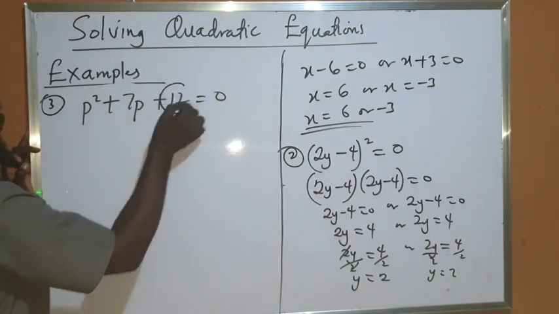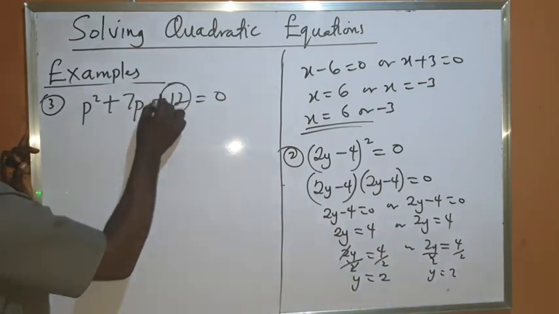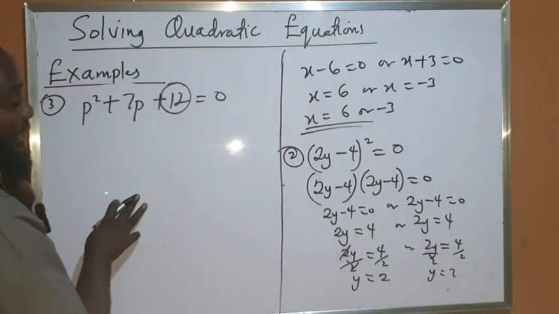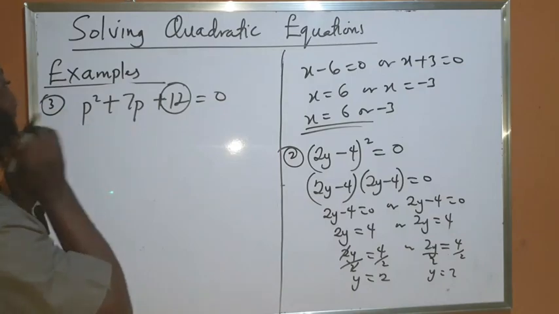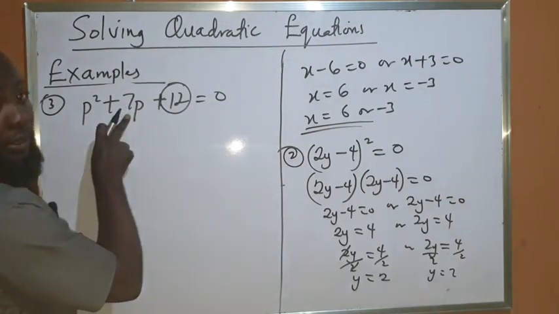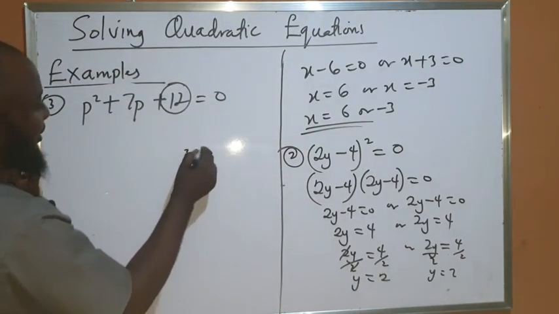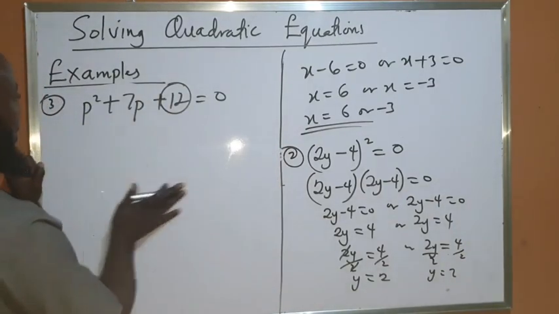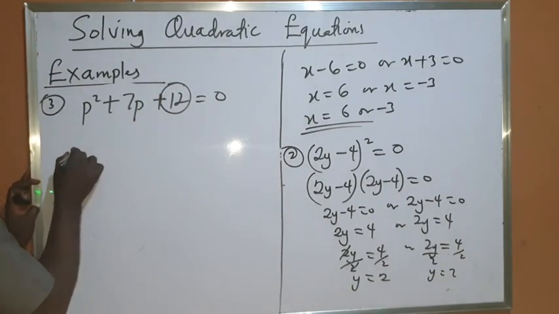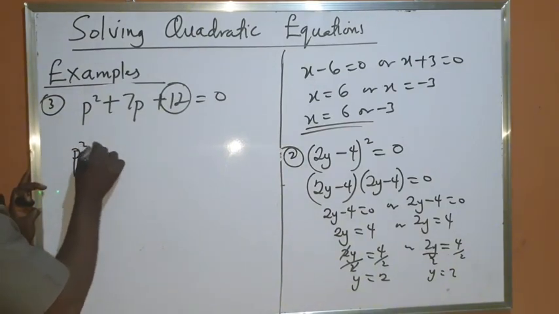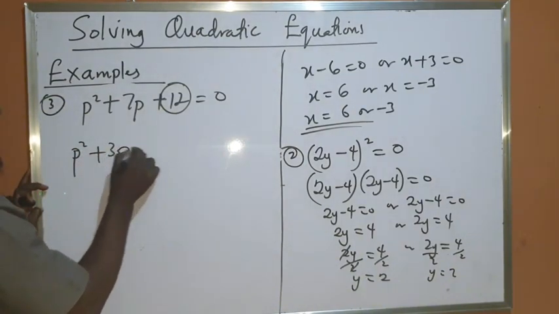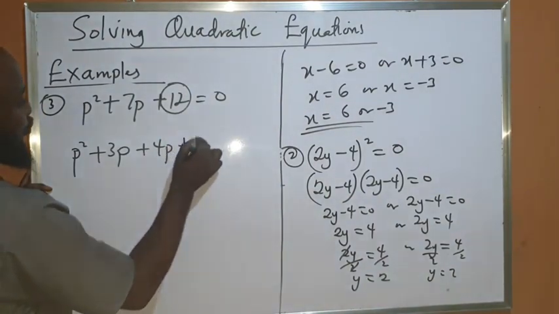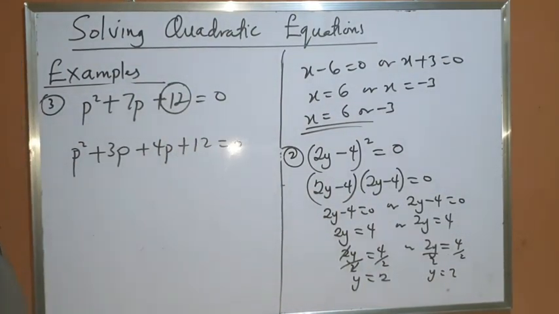We look for two numbers whose product gives us 12 and at the same time whose sum gives us 7. We have 3 times 4 will give us 12, then 3 plus 4 will give us 7. So in that case, we're going to have p squared plus 3p plus 4p plus 12 equals 0. I hope that is very clear.